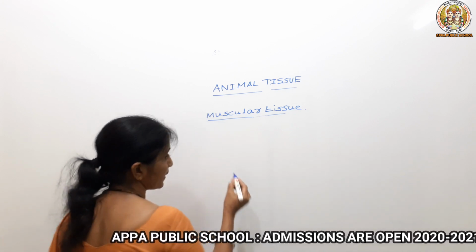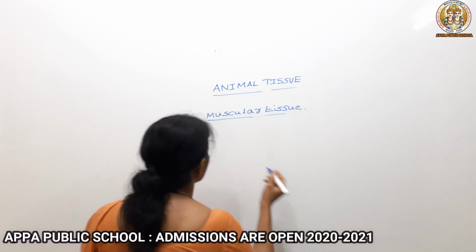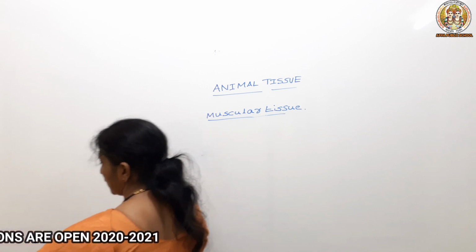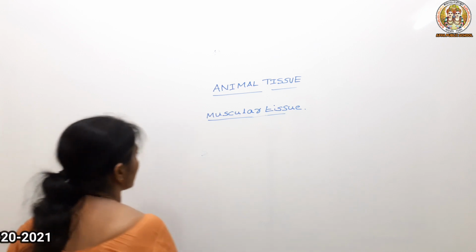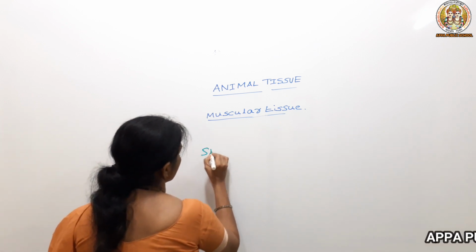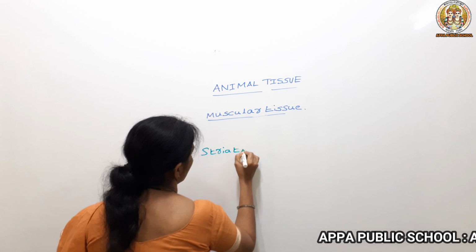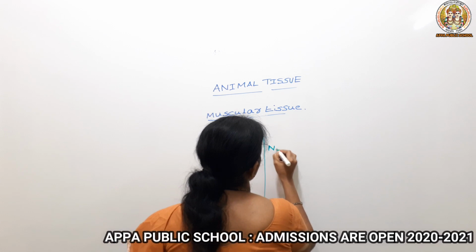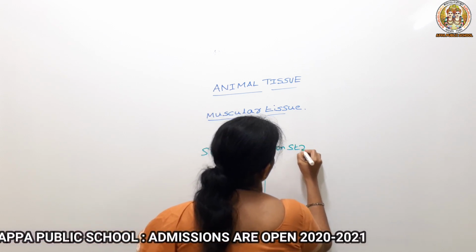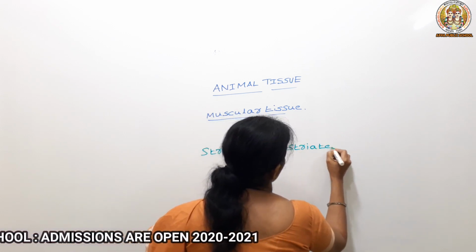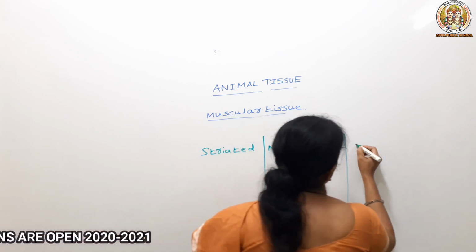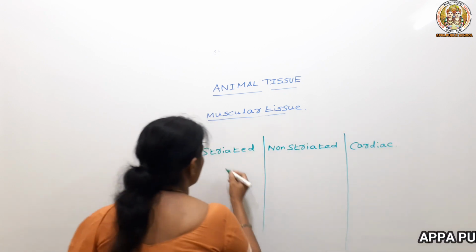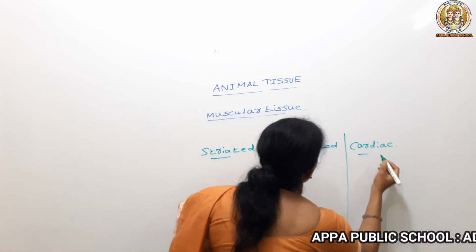So let us see what are the similarities and differences between these three types. The first one is the striated muscular tissue, the second one is non-striated, and the third one is cardiac. So what are the similarities and differences? In structure, all three are different.